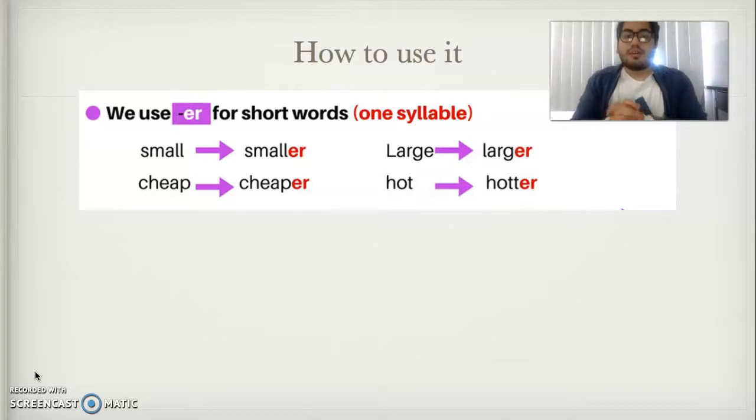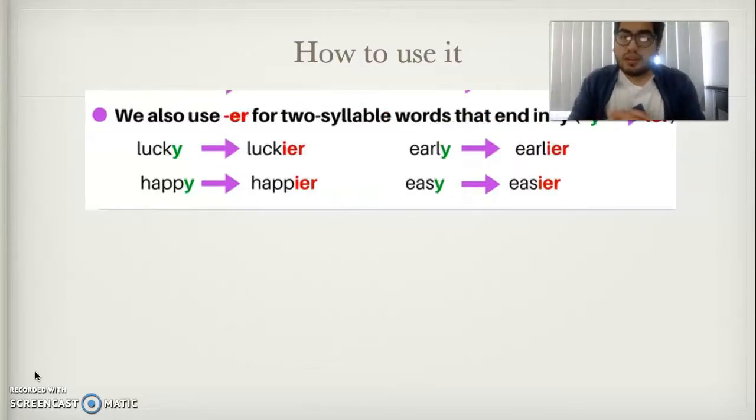For example, if we use -er for short words like small, we convert it into smaller, cheap, cheaper, large, larger, hot, hotter. But if the adjective ends with a y, we put -ier. For example, lucky, luckier, happy, happier, early, earlier, easy, easier.